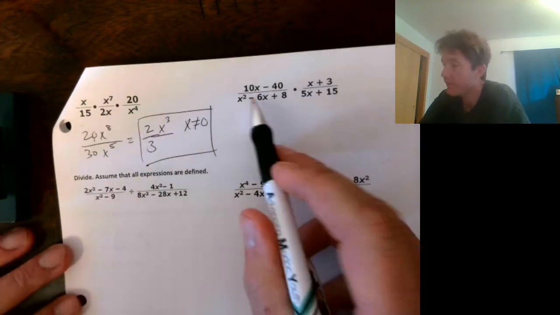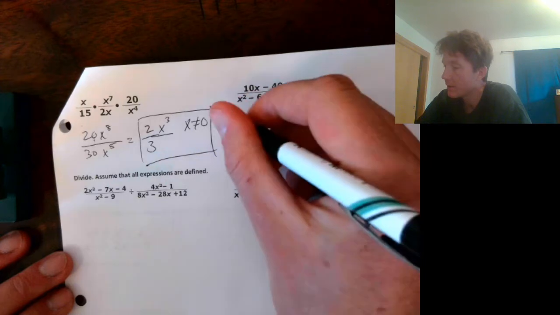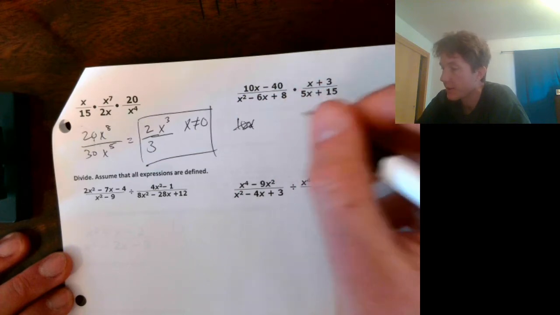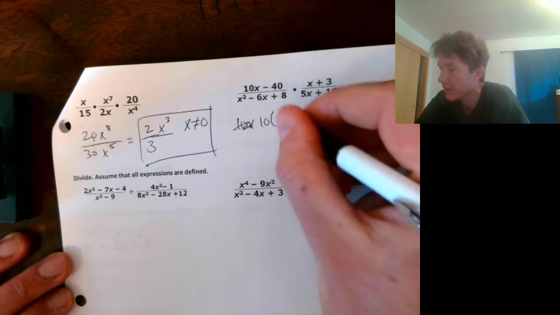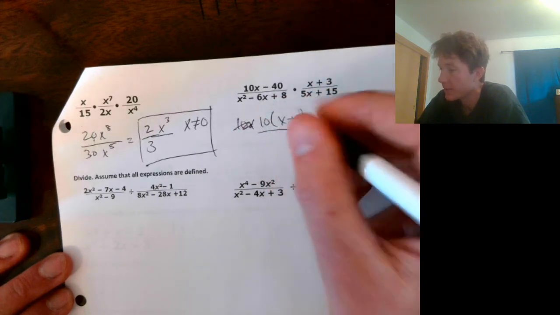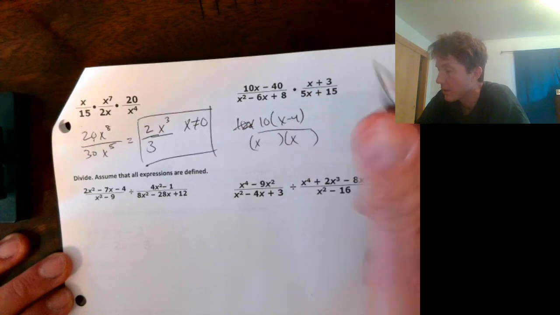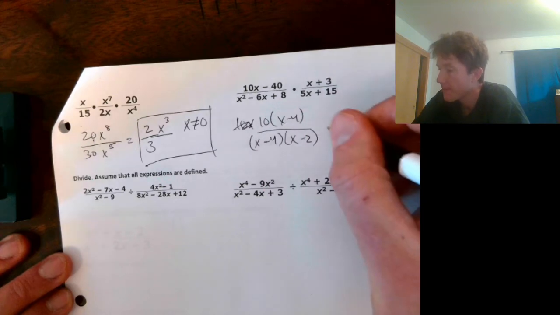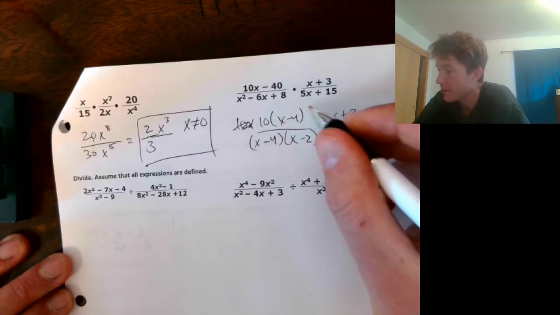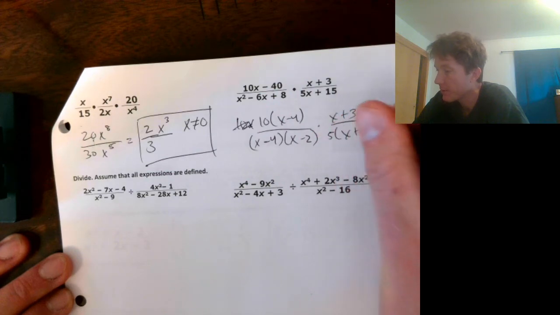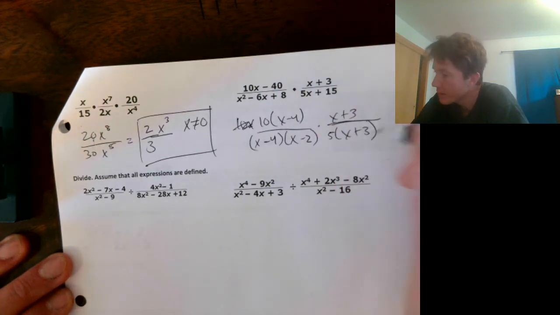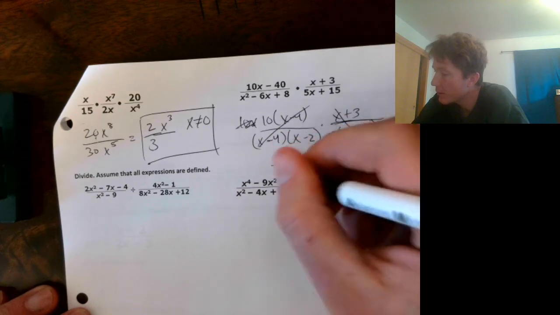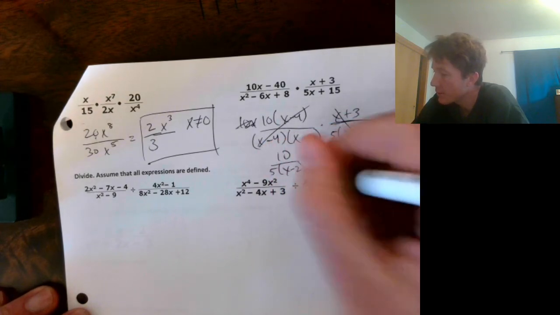And then last one, I have 10x minus 40. I want to factor. So let's go ahead and factor this. I have 10 in each of these, so we'll take out a 10, x minus 4. This bottom one factors as, let's see, I have 4 and a 2, minus 4, minus 2. x plus 3 up top, and then I take out a 5 here, 5 times x plus 3. These cancel, this cancels. I'm left with 10 over 5 times x minus 2.